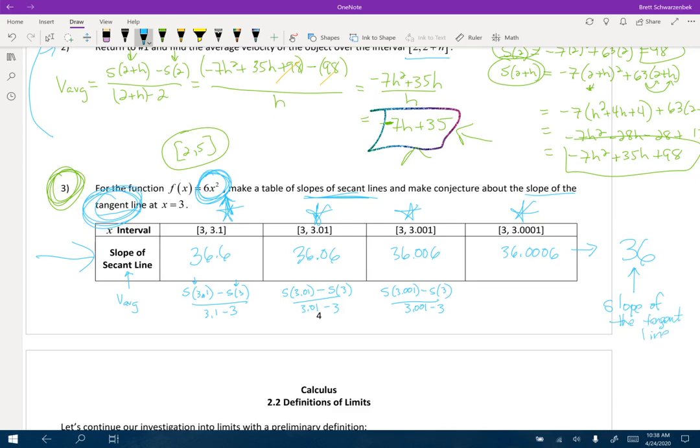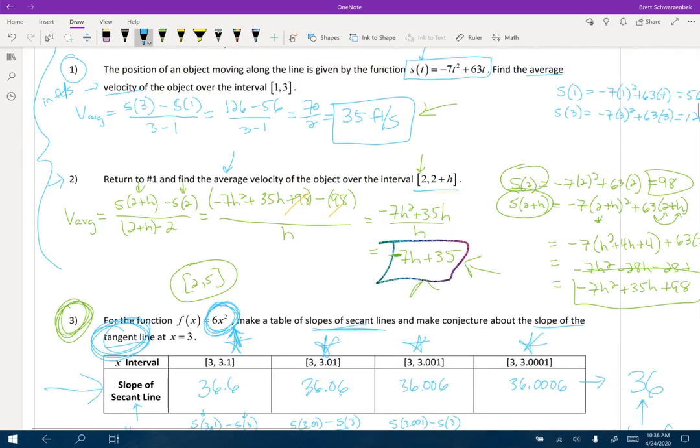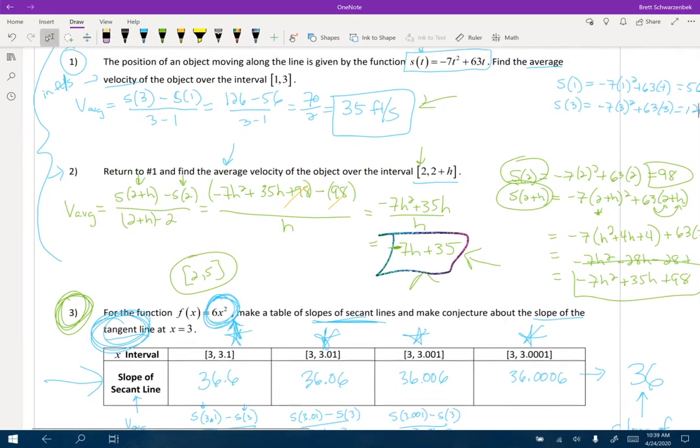Okay, so that wraps it up for the first section. We'll be getting more into the technicalities of limits in the next section, but that's a good place to start. And you'll have some problems that are very similar to the ones you see here in your homework and labs.